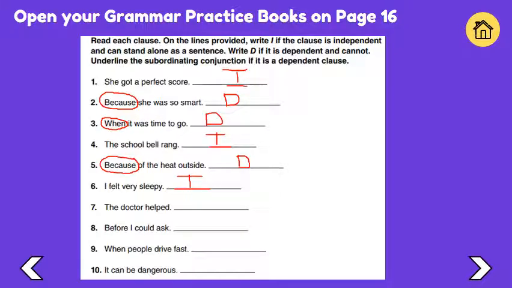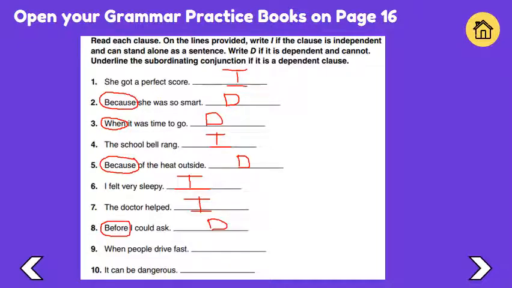The doctor helped. It's an independent clause. I have a subject, I have a verb, and I have a complete idea. Number 8, before I could ask. What happened? Before I could ask, there is no complete idea, and there is a subordinating conjunction, then it is a dependent clause.